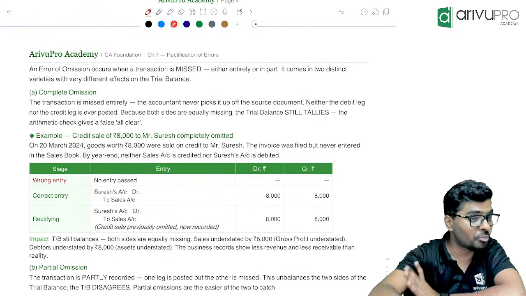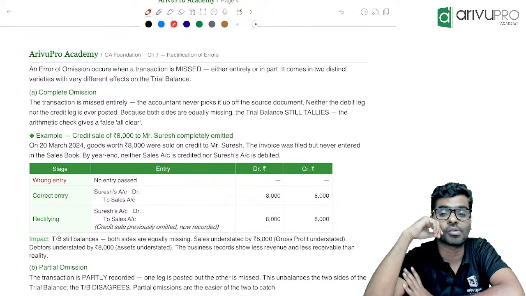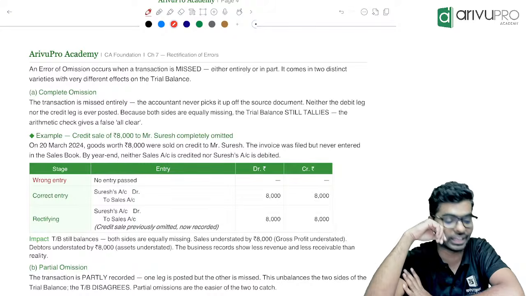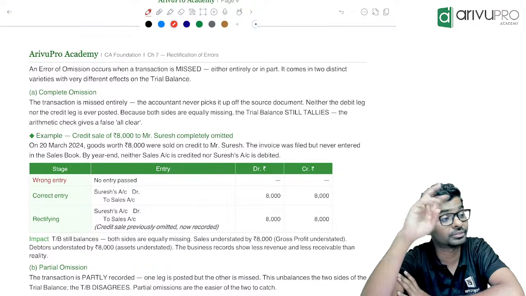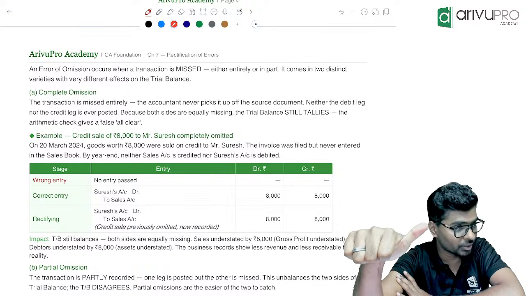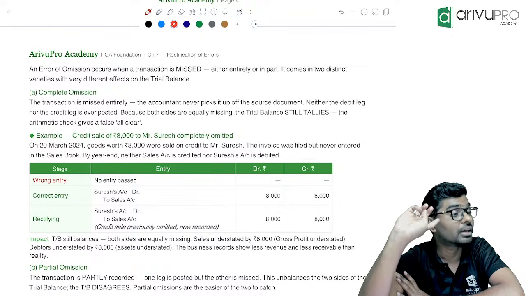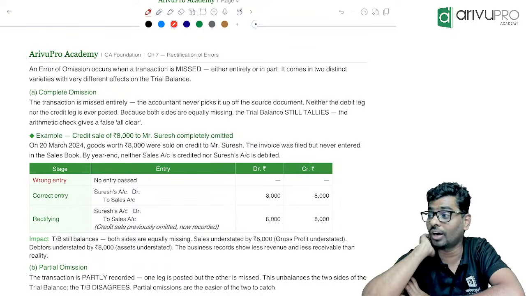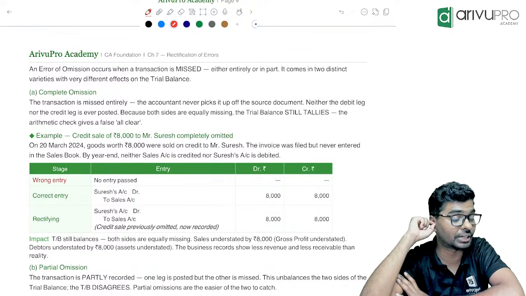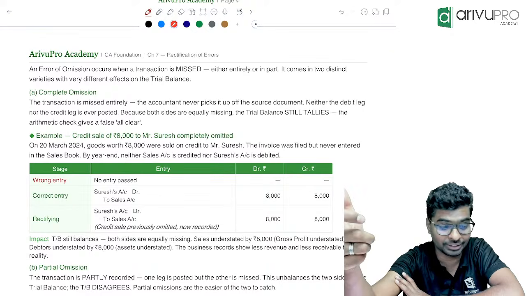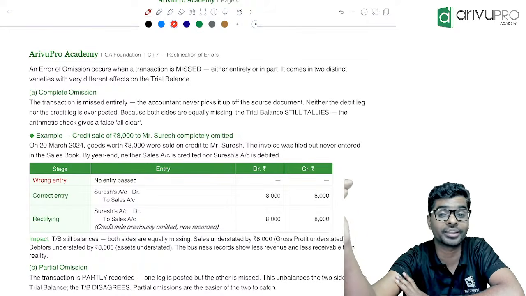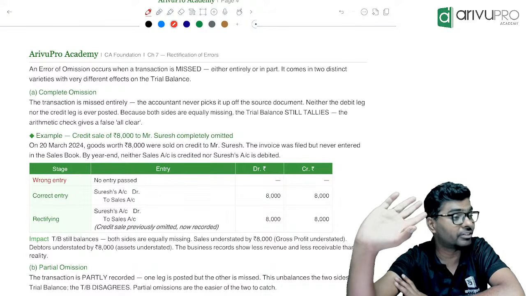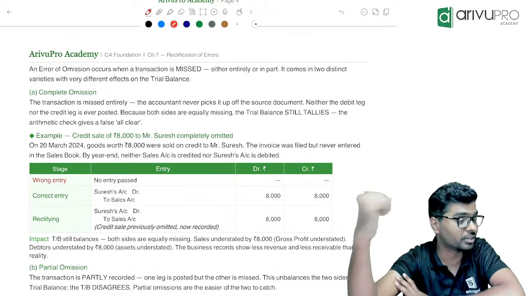Now, in error of omission, there are two kinds of error. In error of omission, how many kinds of errors are there? Error number 1 is complete omission. That means you did not record the debit nor the credit. You did not record the debit nor the credit. Then we call it complete omission.